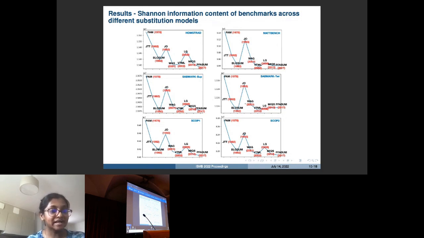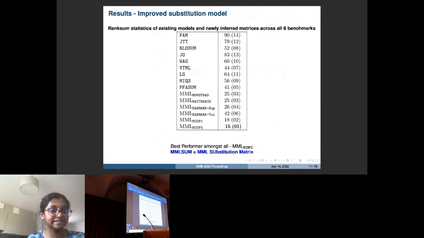And now that we had the existing substitution matrices evaluated, we wanted to evaluate our Markov models that were inferred over each benchmark as well. And then finally, we came up with a statistic to evaluate all the matrices.